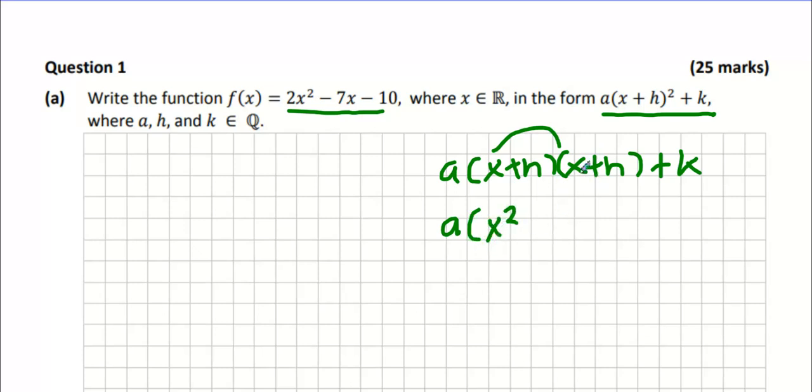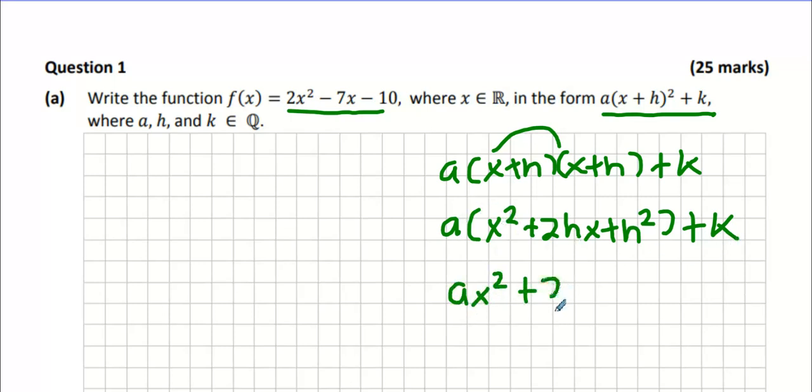x squared, 2hx is in the end, isn't it? Plus h squared and k, yeah. Multiply all by a: ax squared plus 2hax plus ah squared plus k. And guess how easy this gets.